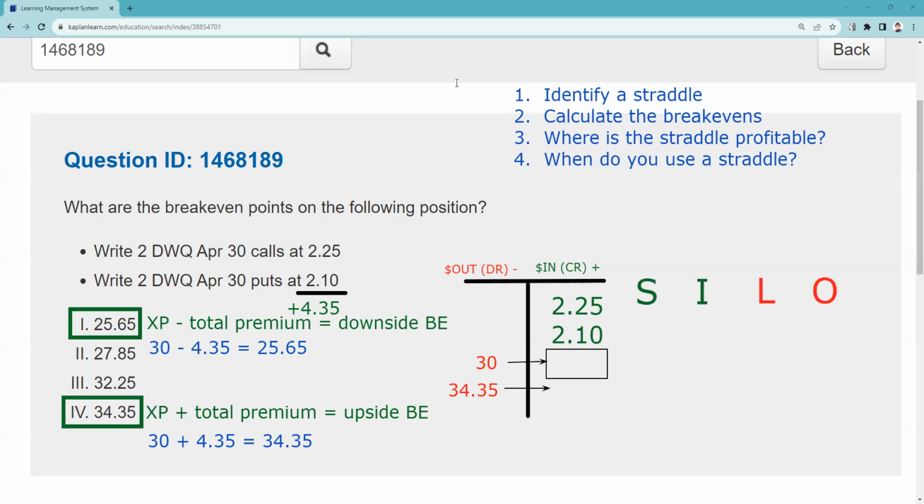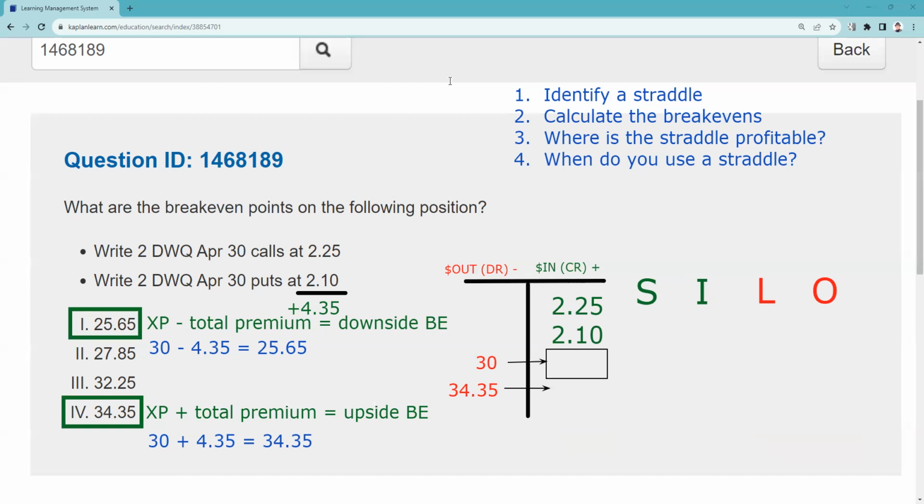Fourth test question, where is it profitable? We have a great memory aid device for that called SILO, which stands for short inside, long outside. So if this stock is between 25.65 and 34.35, it's going to be profitable. And if it goes outside of this, it's going to be unprofitable. It's very important to recognize how far outside of the break-even, which is bad, can it go? And remember, one of the legs here, not testable, that's called a leg, is a naked call. A short straddle subjects the customer to unlimited risk, and I'd be able to recognize that short straddles have unlimited risk.